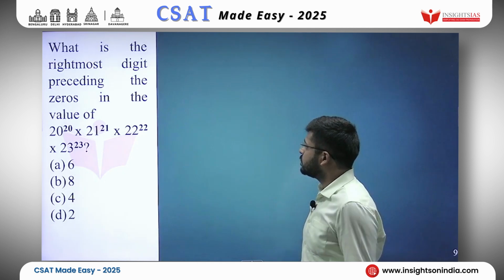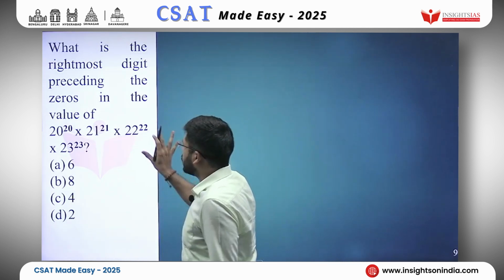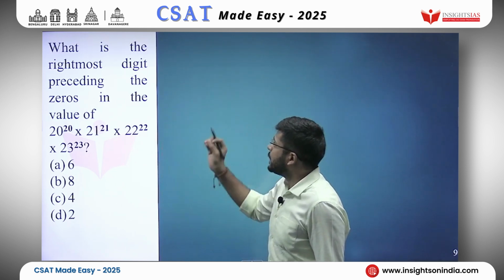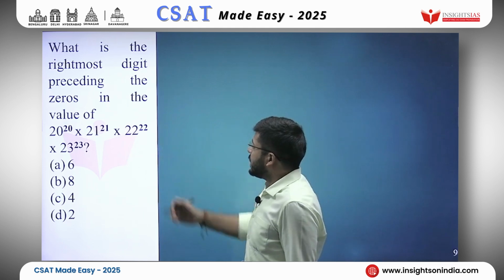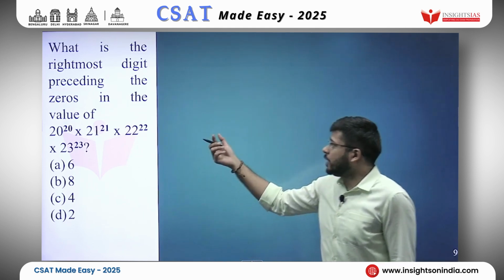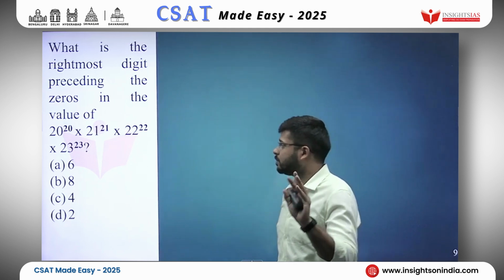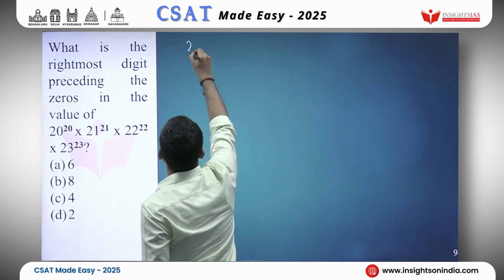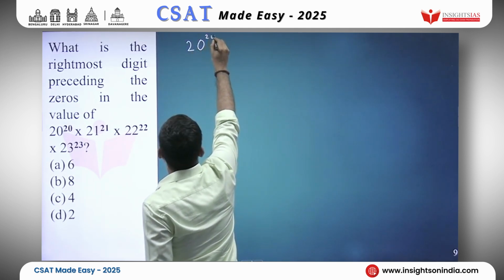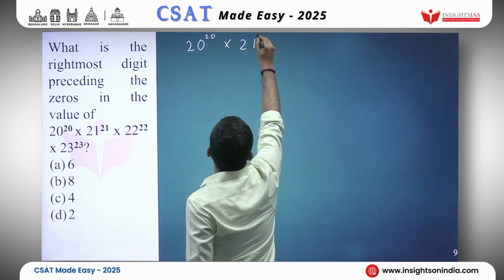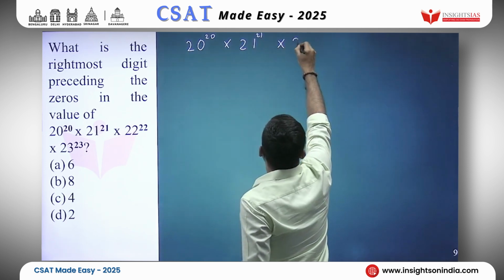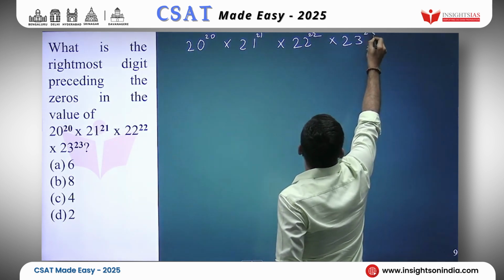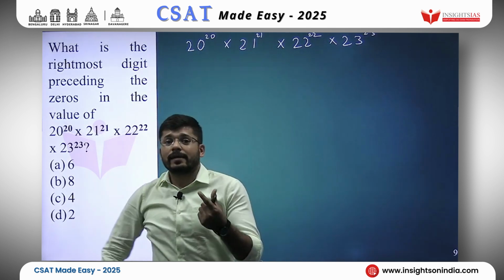How do we do that? Look at this expression once again. What is the rightmost digit preceding the zeros in the value of 20 raised to 20, 21 raised to 21, 22 raised to 22 and 23 raised to 23? Okay, let's evaluate each of the 4 terms one by one: 20 raised to 20, 21 raised to 21, 22 raised to 22 and 23 raised to 23.